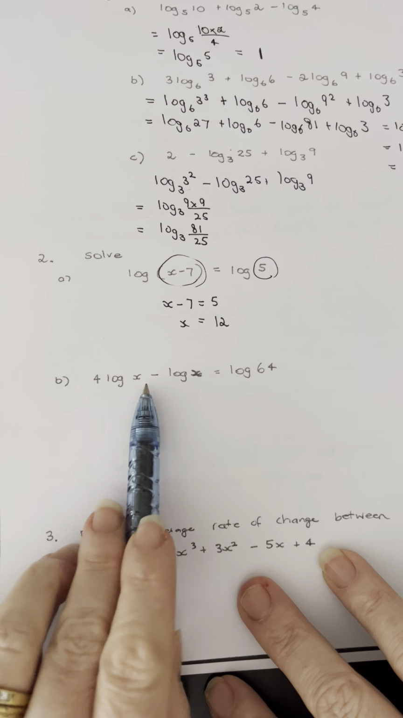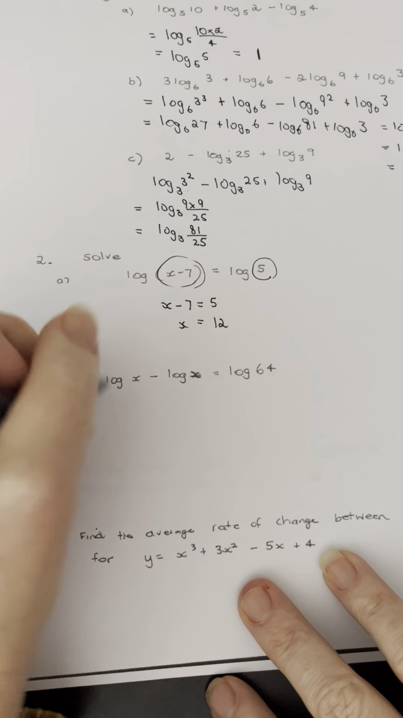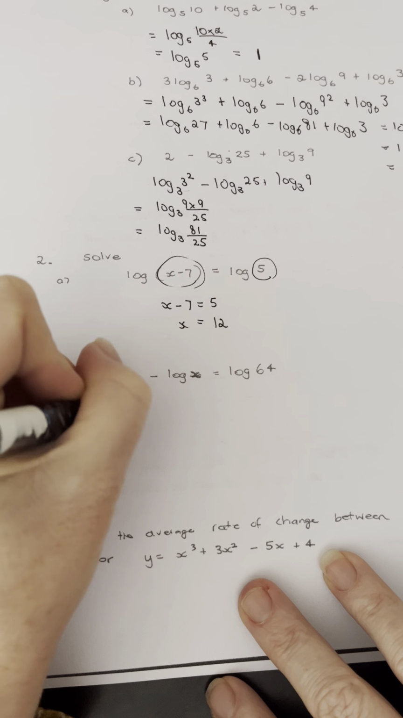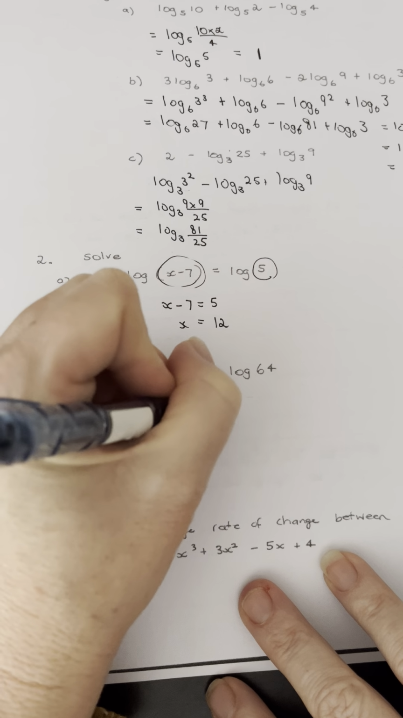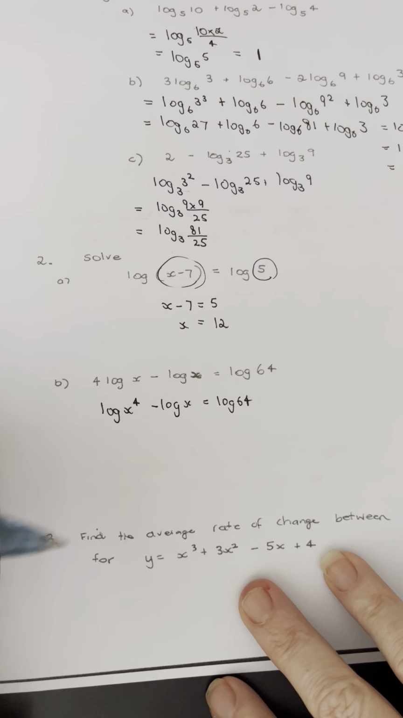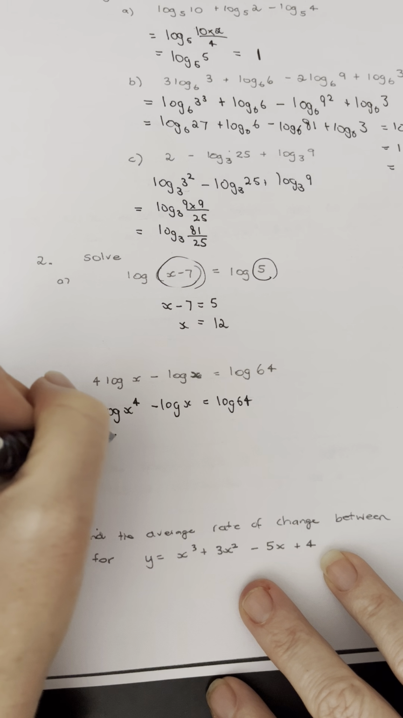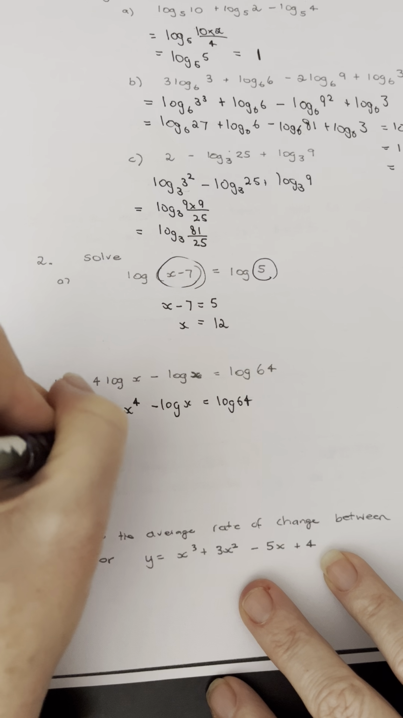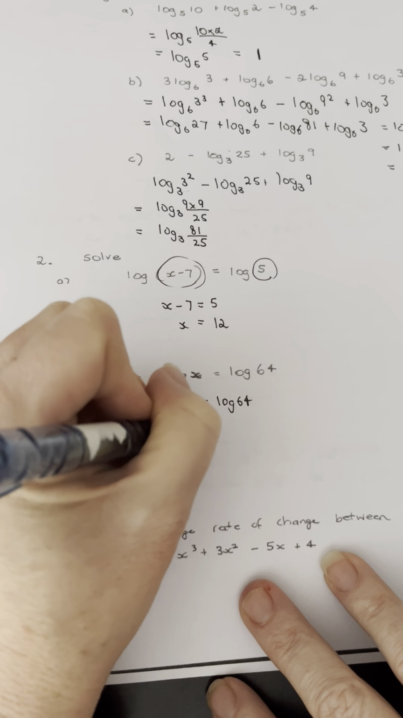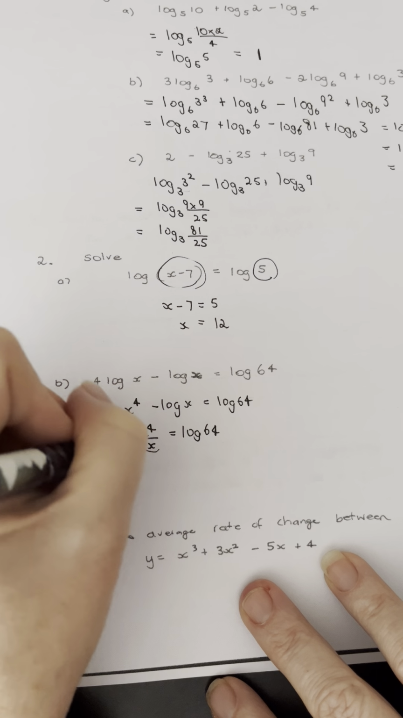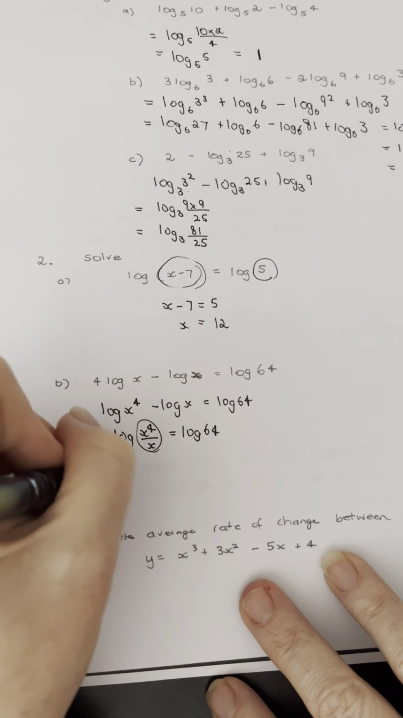Here we've got 4 log x minus log x equals log 64. So I'm going to change this to x to the power of 4 first. And then I've got log x, log 64. When there's no base listed, you assume it's base 10, but we don't actually need that. But we've got log, so that'll be x to the 4 over x, log 64. Now when that simplifies, that will be x to the power of 3.